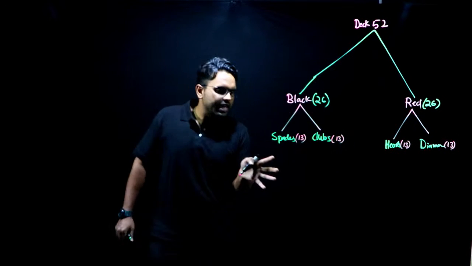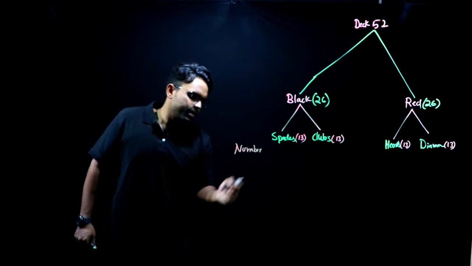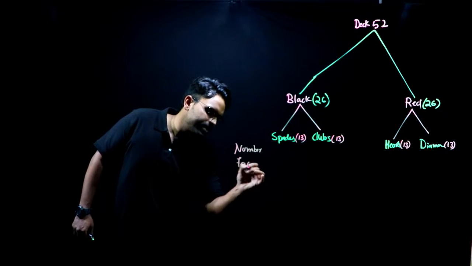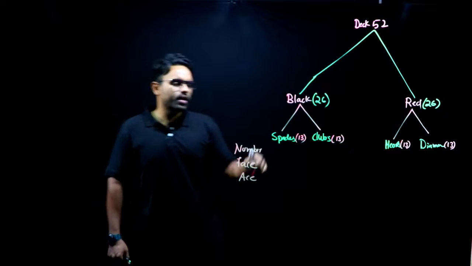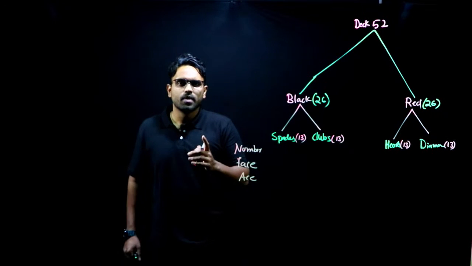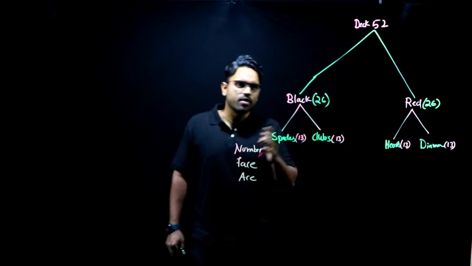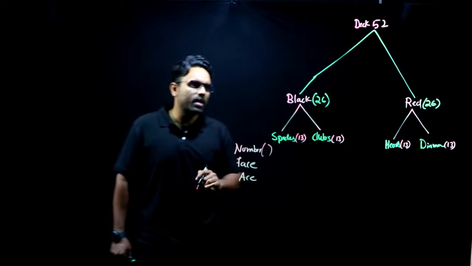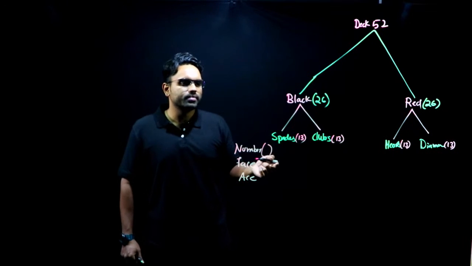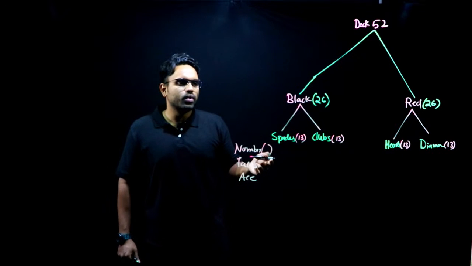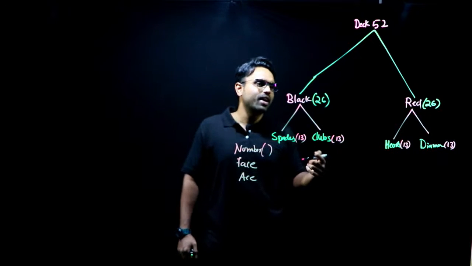Now, there are three types of cards. One are number cards, the second one is face cards, and the other one is ace cards. What are number cards? Number cards are from 1 to 10. Do we have 1? No, we do not have 1. What are number cards? 2 to 9. Sorry, 2 to 10. How many cards do I have?